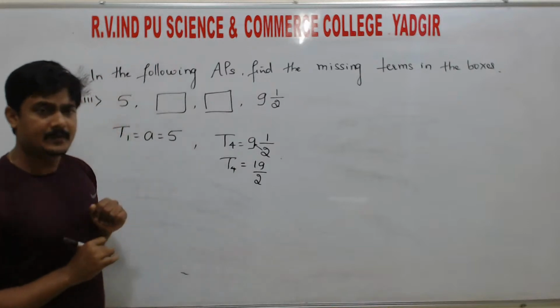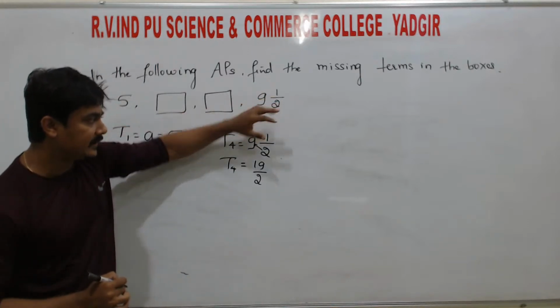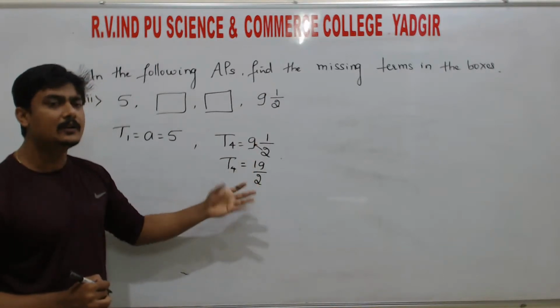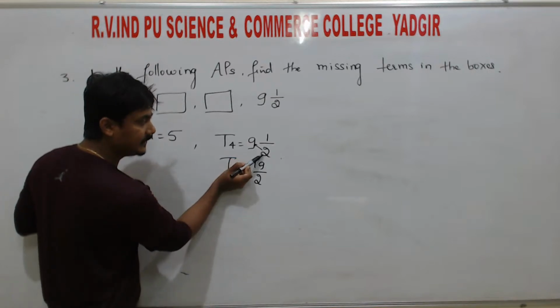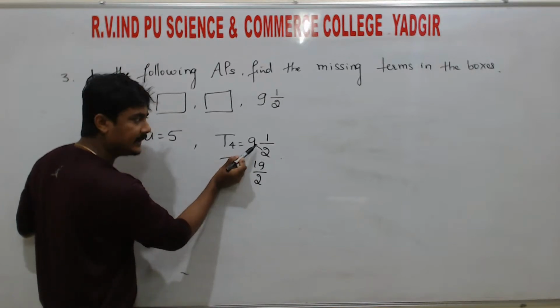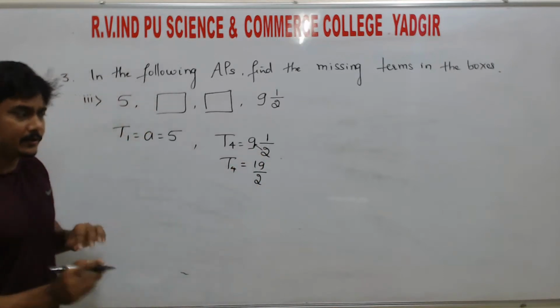Is that clear? So T4 is given as a mixed fraction. This mixed fraction is now converted into what? A normal fraction. How do we do it? We will multiply these two numbers. 9 2s are 18. It will be added with 1. 18 plus 1, 19 upon 2.